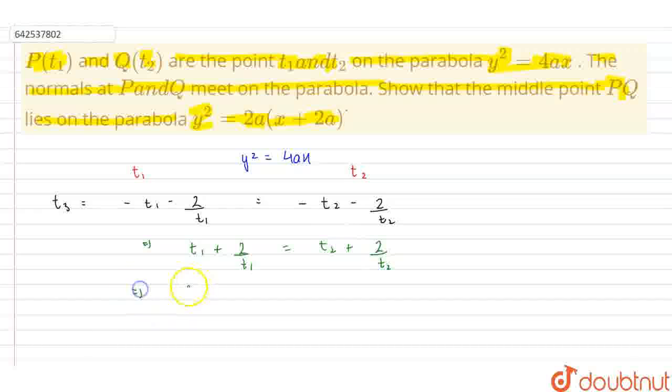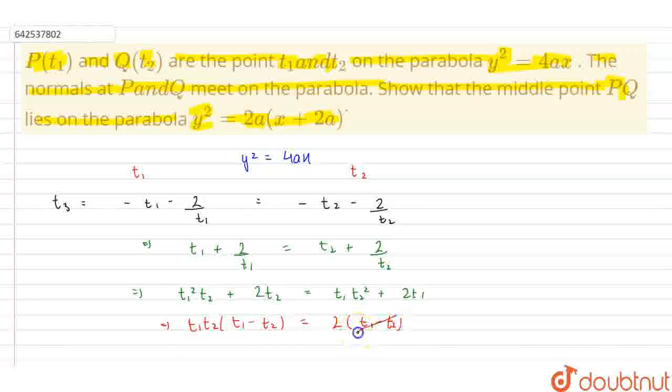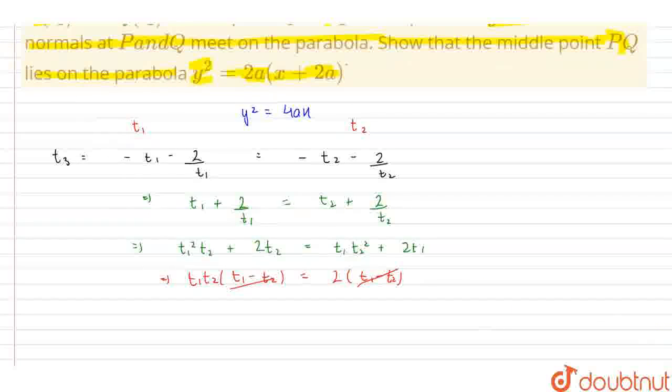Now multiplying the whole equation by t1 into t2, we get t1² t2 plus 2t2 equals t1 t2² plus 2t1. Now rearranging this equation, we'll get t1 t2 into (t1 minus t2) equals twice of (t1 minus t2). So this gets cancelled out, and from here we get the value of t1 t2. Therefore t1 into t2 equals 2.